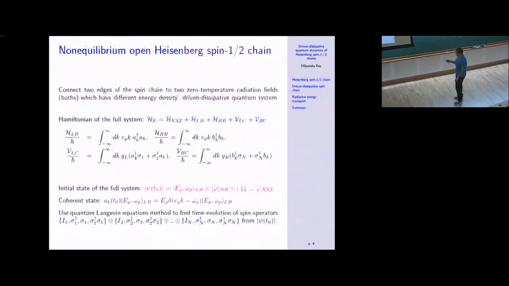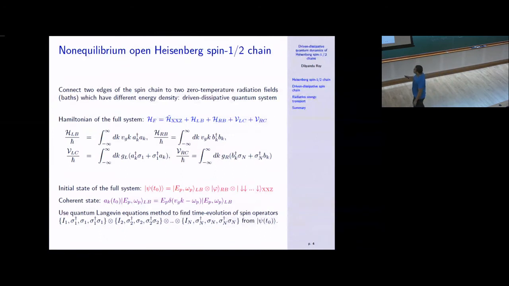And I am interested in driving that system, the XXZ spin chain, to non-equilibrium, and we can do that by applying a time-dependent magnetic field, for example. But I am interested more in an open quantum scenario, so I will couple this XXZ spin chain at the two edges with two zero temperature radiation field baths, which are at different energy density. So because of different energy density, there will be energy flow through the system from one bath to the other bath, and that I will call a driven-dissipative quantum system.